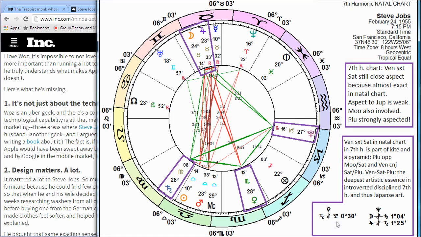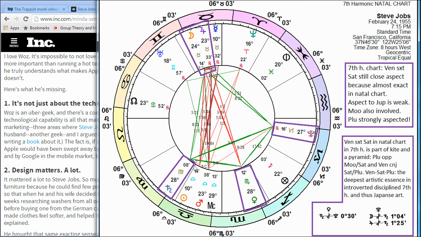The seventh harmonic chart. What happens in the seventh harmonic chart is Venus and Saturn are still sextile. It says up here, seventh harmonic chart. This is the chart of introverted focus and discipline. Venus is opposite Jupiter, but it now has a 5-degree orb, 23 degrees Taurus to 28 Scorpio. It's gotten weak. In other videos, I describe what the maximum orbs are, but I won't go into those technical details here. Just note that it's not super strong.